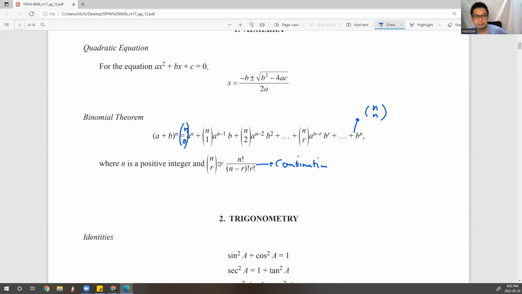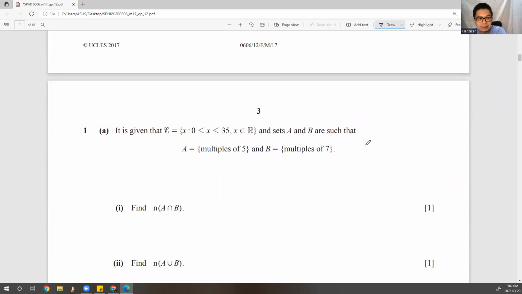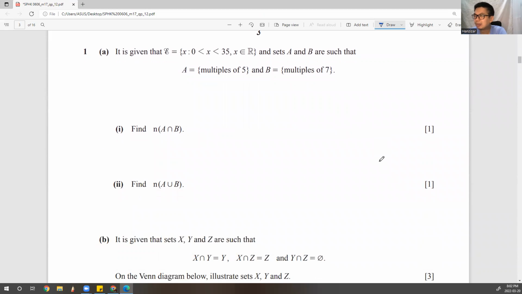So combination will be like this. Just memorize the formula, or I prefer this: you put the r first and then n minus r factorial in the second position, but it's still okay. You can use either. And then let's go to number one. This is a set. Okay, so what is this?